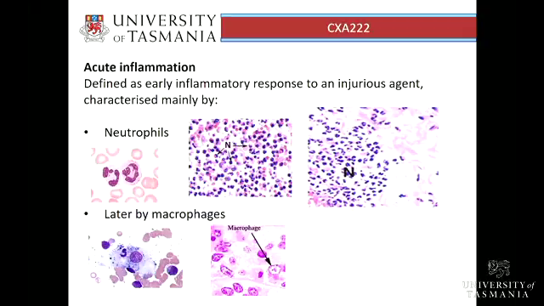So, acute inflammation is defined as an early or rapid inflammatory response to an injurious agent. It's characterized mainly by neutrophils, or polymorphs, depending on which term you prefer, and later by macrophages. Neutrophils are phagocytic in nature, and they're also termed granular cells because their cytoplasm contains granules that contain enzymes that can help bust up the offending agents.